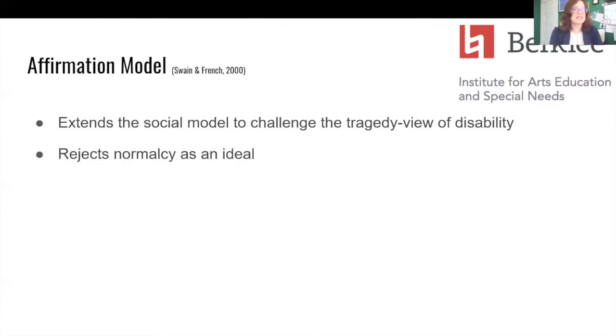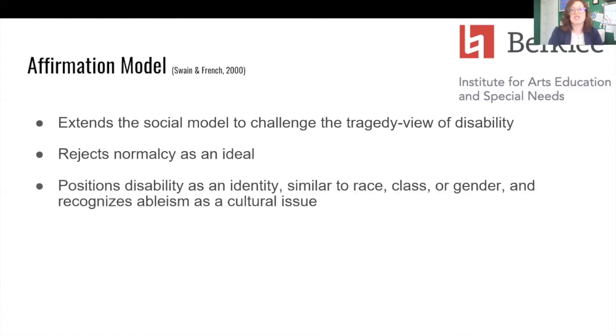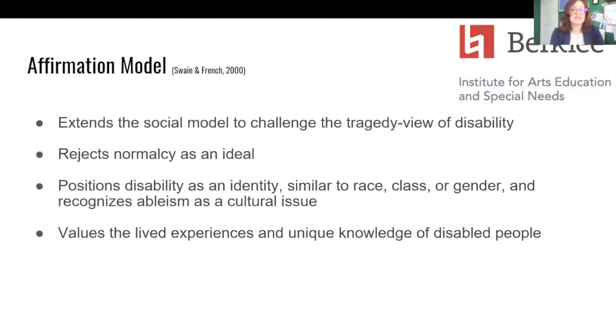So they reject this ideal of a normal that creates that tragedy view and instead position disability as a constructed identity, like race, class, or gender. So ableism becomes a cultural issue. The model values the lived experience and unique knowledge of disabled people and is really rooted in the expression of disability as something to be proud of and in understandings of the experience of disability that come directly from disabled people themselves.